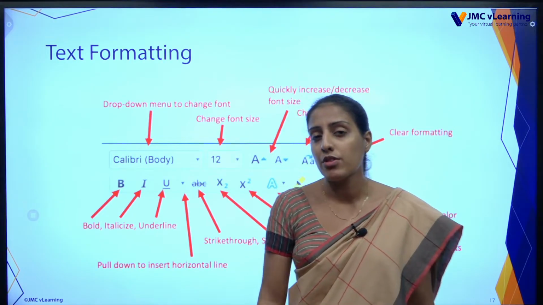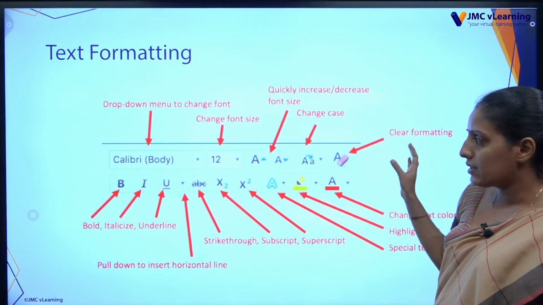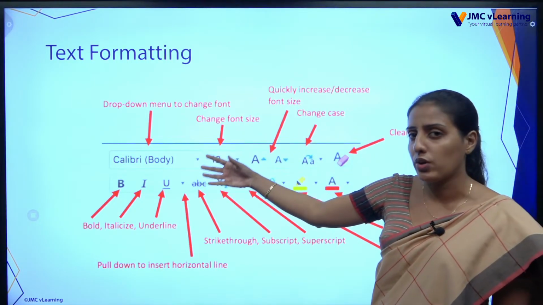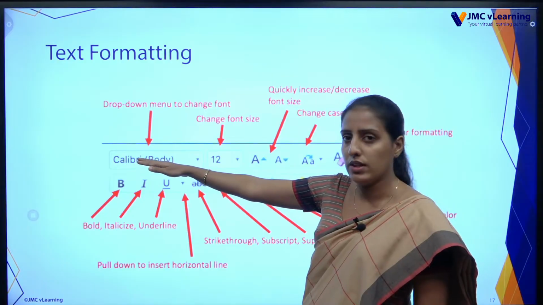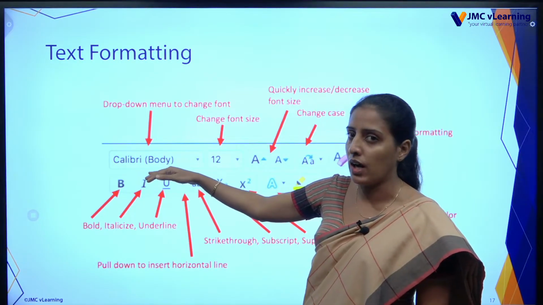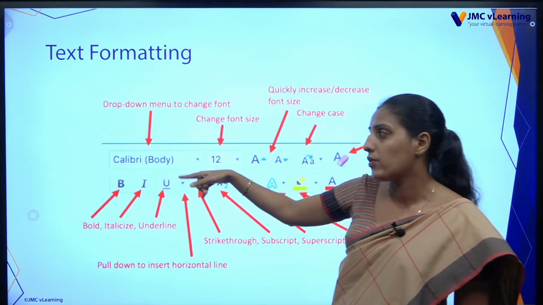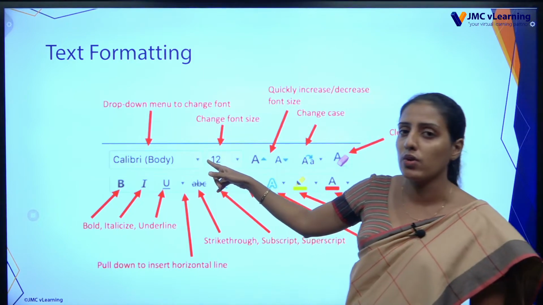Here you have to remember the text formatting tools also. These are the main text formattings we are using in our documents. This is the drop down menu to change the font. There are so many font types available in the word processing. If you want to change the type of the font, you have to click the drop down arrow here.